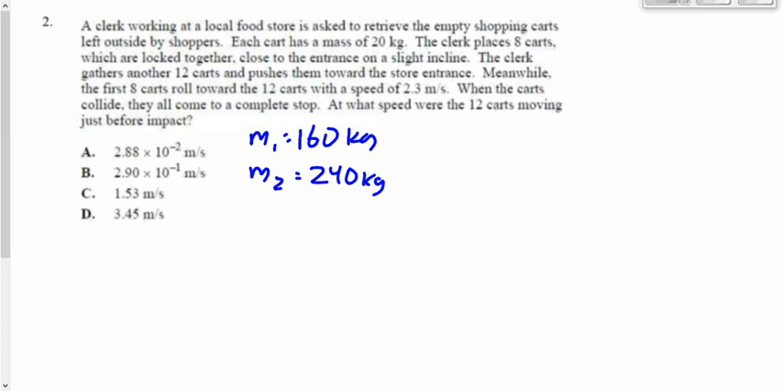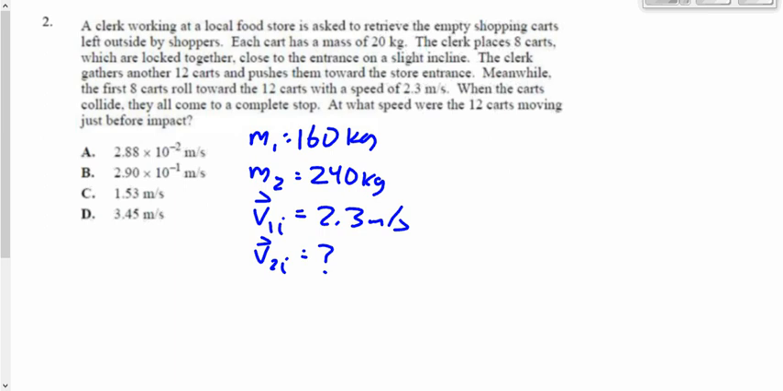We don't want the slope. We don't want the guy pushing. We want just before, just after. But the 8 carts are moving before the collision at a speed of 2.3 meters per second. So I'm going to say V1 initial, that's the 8 carts initial, 2.3 meters per second. We're looking for the initial velocity, V2I, of the 12 carts.